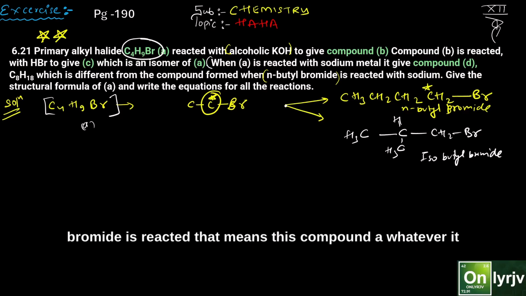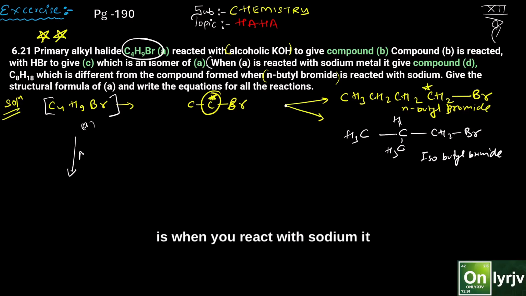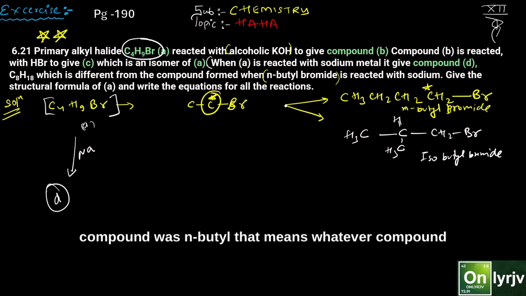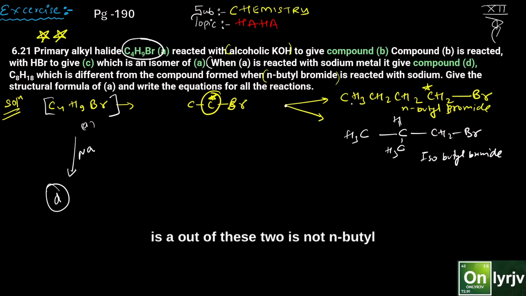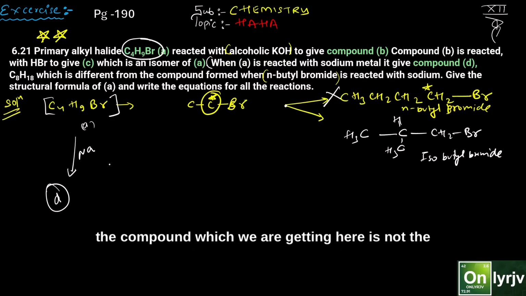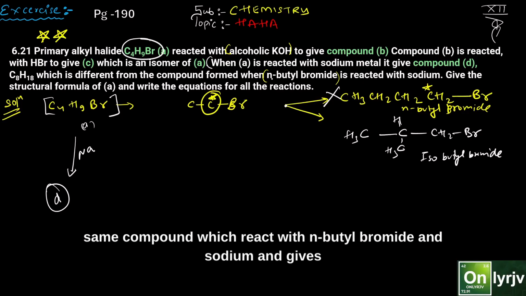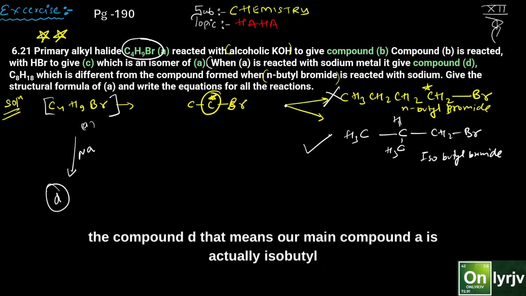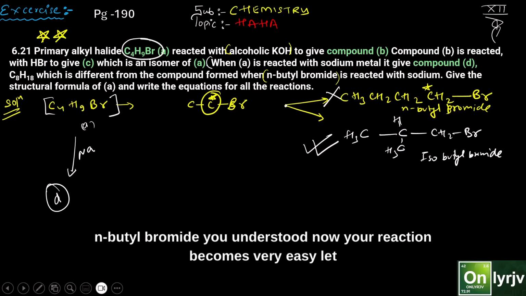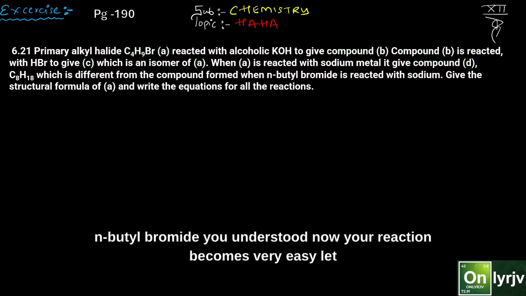That means this compound A, whatever it is, when you react with sodium, it gives a compound D which is totally different from what the same reaction gives with N-butyl. That means whatever compound is A out of these two is not N-butyl bromide, because they have told clearly here that the compound which we are getting is not the same compound which N-butyl bromide and sodium give as compound D. That means our main compound A is actually isobutyl bromide. So one thing you understood. Now your reaction becomes very easy.